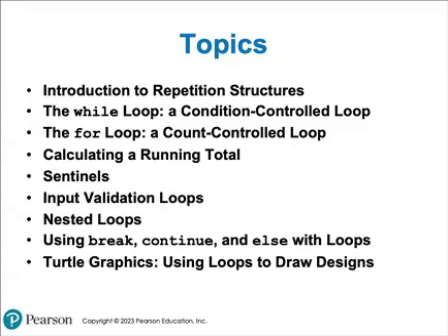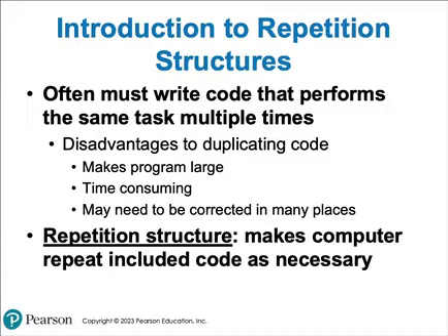So basically, repetition structures are different types of loops. And a loop is something that will execute potentially multiple times to perform the same set of tasks multiple times, possibly on different data. If we didn't use loops, then we would just be copying the code over and over again.